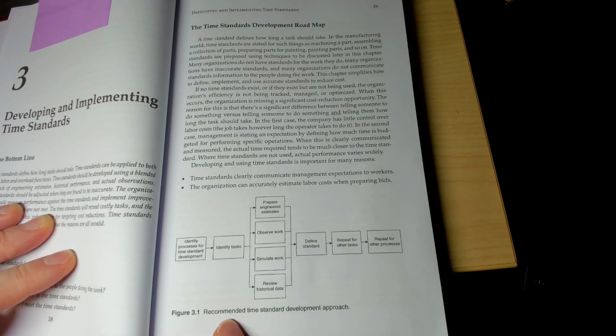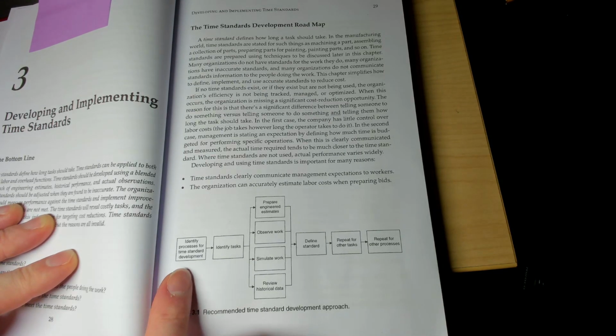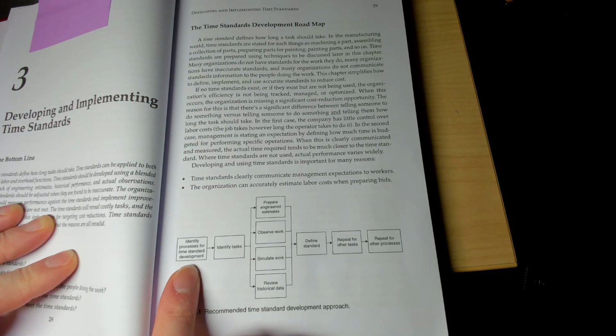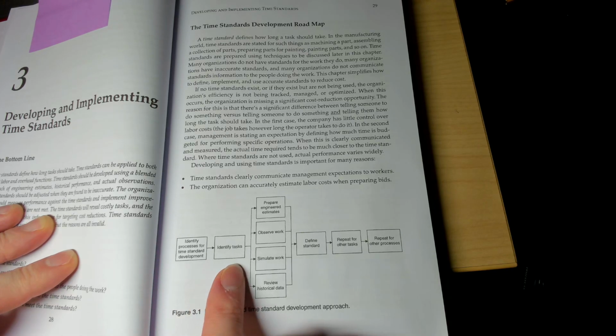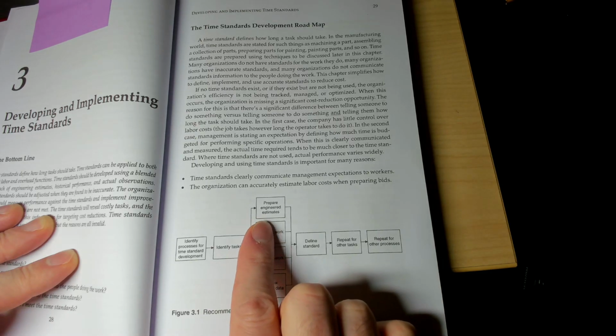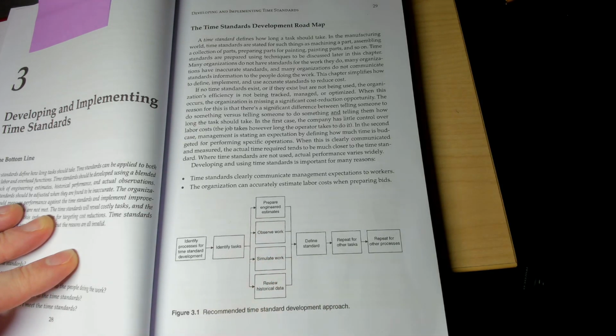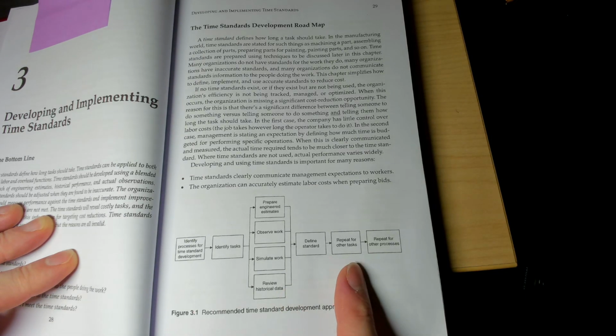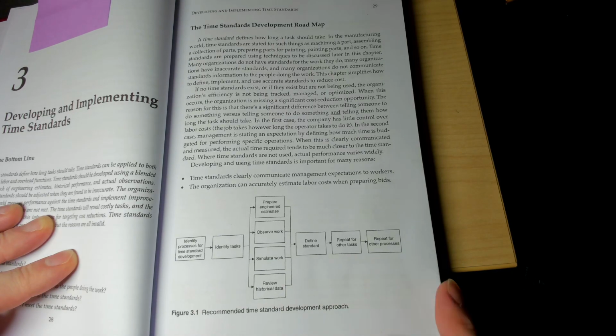Figure 3-1, Recommended Time Standard Development Approach. 1. Identify processes for time standard development. 2. Identify tasks. Prepare engineered estimates. Observe work. Simulate work. Review historical data. Define standard. Repeat for other tasks. Repeat for other processes.